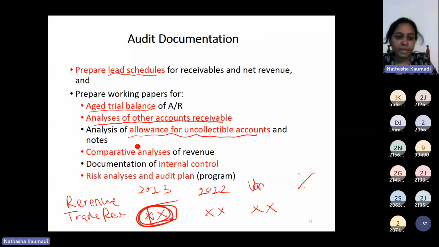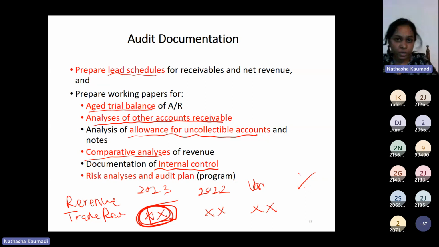And then comparative analysis. If you compare this year expense with last year expense, this year electricity with last year electricity, in this case this year revenue with last year revenue figures, you need to show each and everything in working papers. And when you do test of controls, you are testing all the internal controls. You need to document the results.